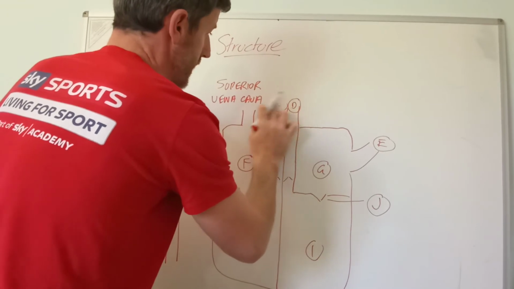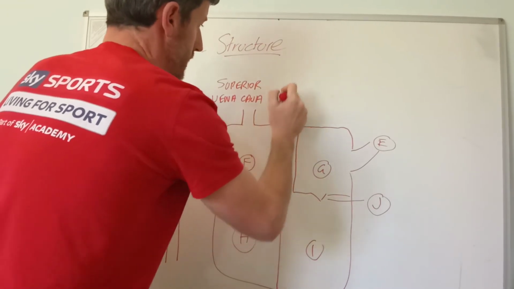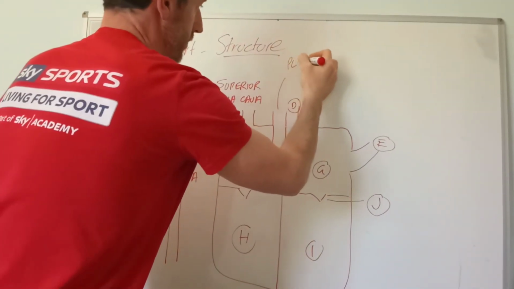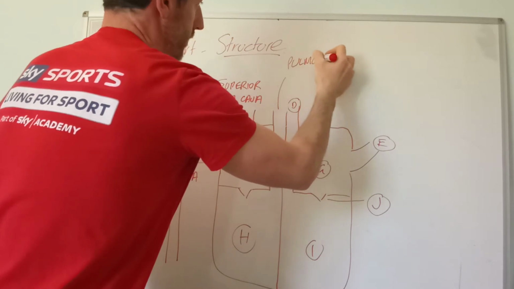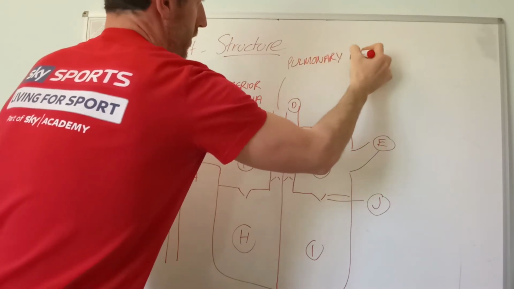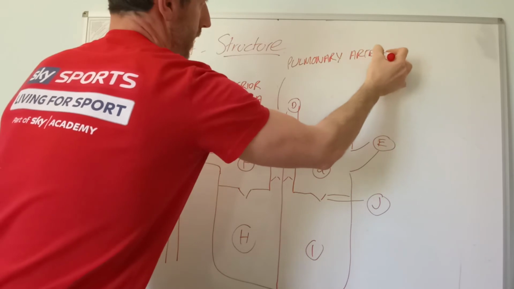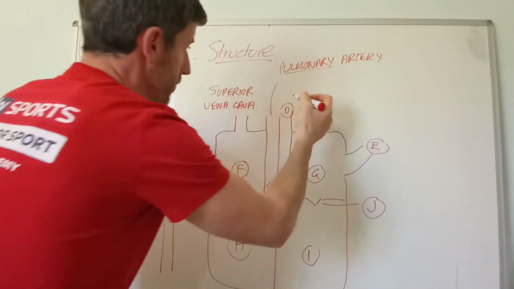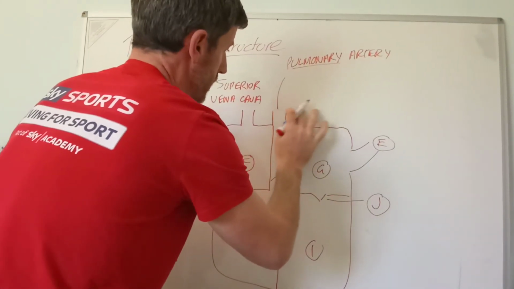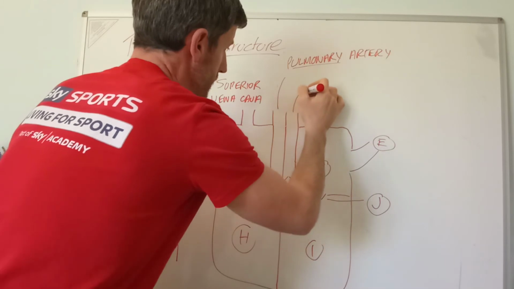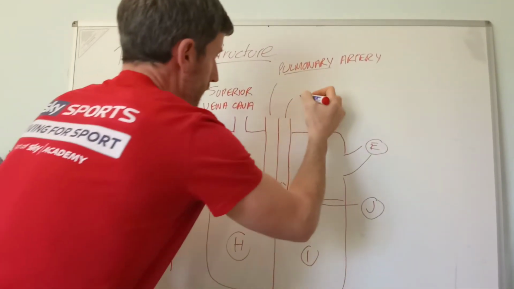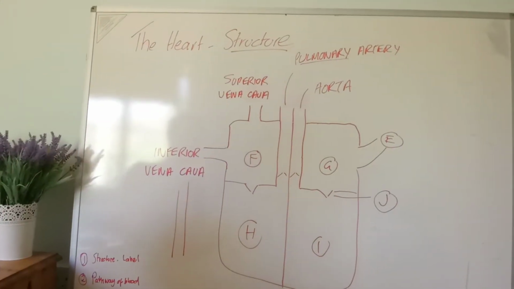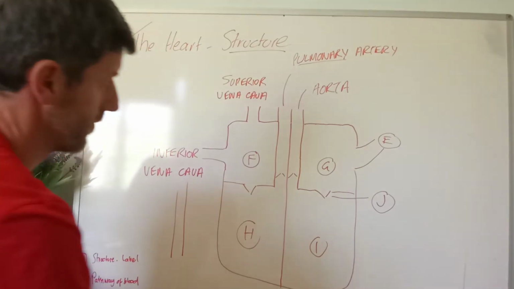Number C, we have the pulmonary artery. Now, pulmonary means going to the lungs, so the respiratory system, pulmonary. It's quite on topic at the moment, really, pulmonary things. Then you have what we call the aorta, nice and simple. Aorta, we covered that in the last lesson. Now that blood there is going to the rest of the body.